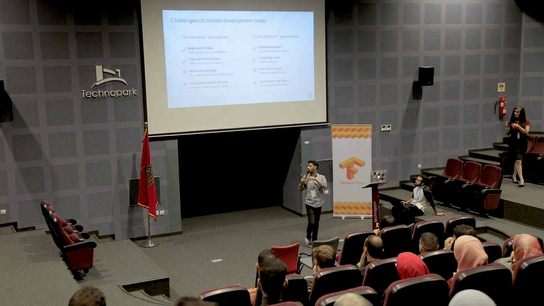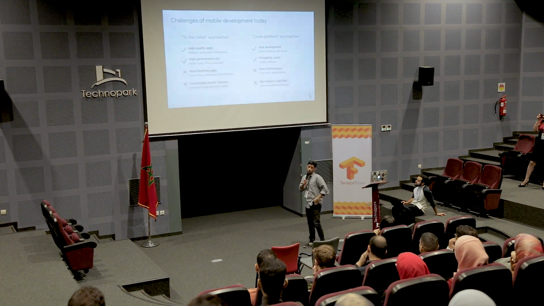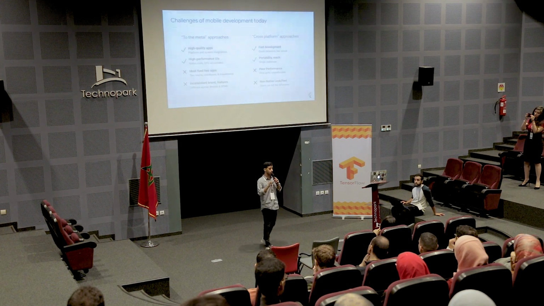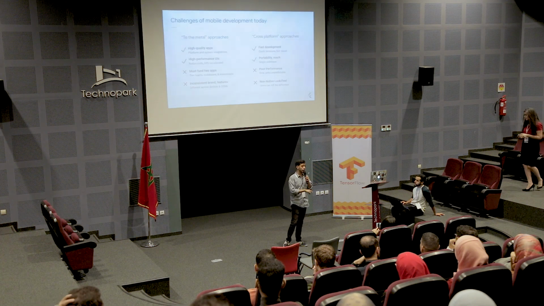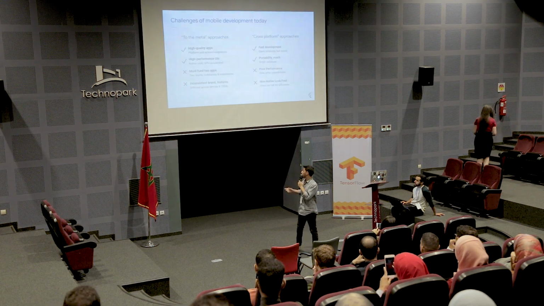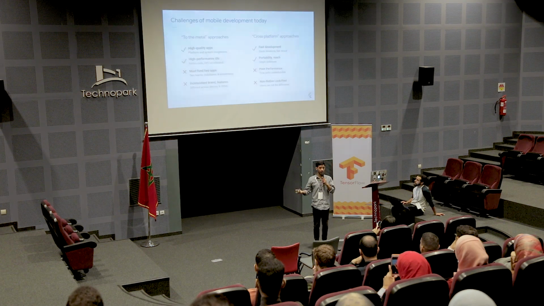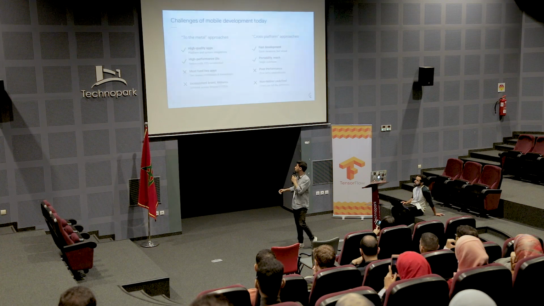I categorized them into two approaches: to the metal and cross-platform. To the metal, as I said, means that for each platform we have their own technologies. For iOS, we have Swift. For Android, we have Kotlin and Java. With to the metal, of course, you build high-quality apps because they are native. You build high-performance UIs. They are up to speed.